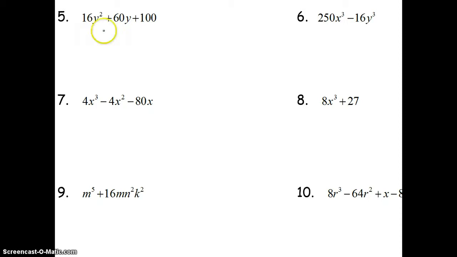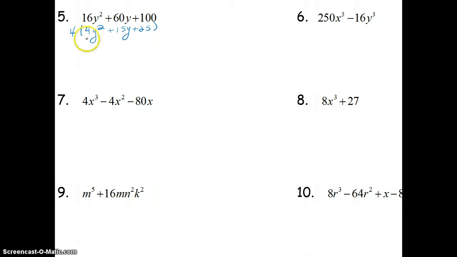Question 5. Anytime we have a number out front of the y squared or the x squared, we always want to try to factor out a GCF, something that comes out from each term. In this case, we can pull out a 4. We are left with 4xy plus 15y plus 25 in parentheses.